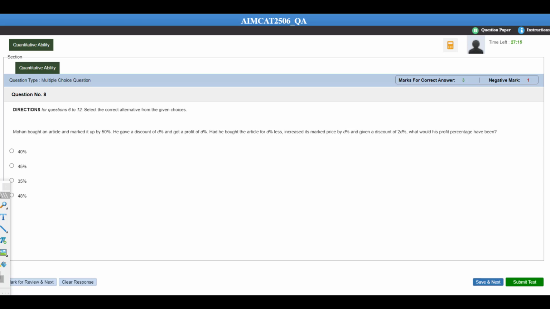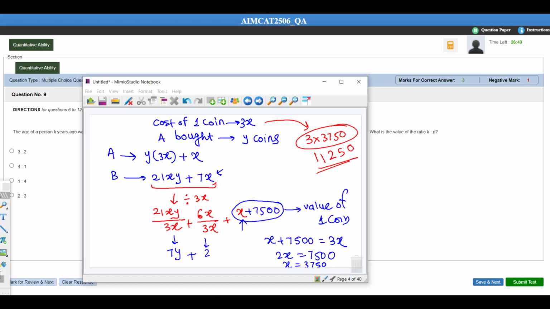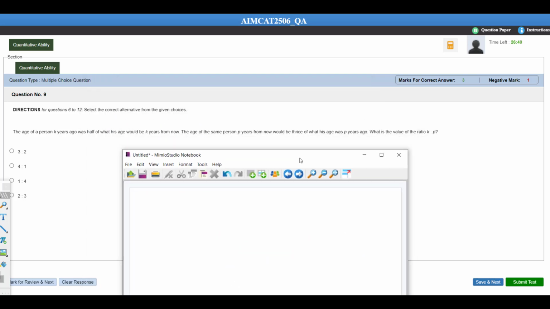Mohan bought an article, marked it up by 50%. He gave a discount of D%, profit of D%. Okay, it will take time. Let's move to the next question. Age of a person k years ago was half of what his age would be k years from now. Okay, let's try this. The age of the same person p years from now would be thrice of what his age was p years ago. Okay, looks like an easy question.